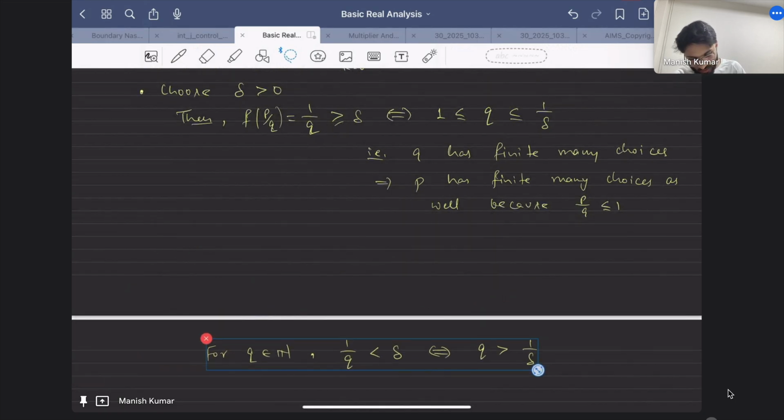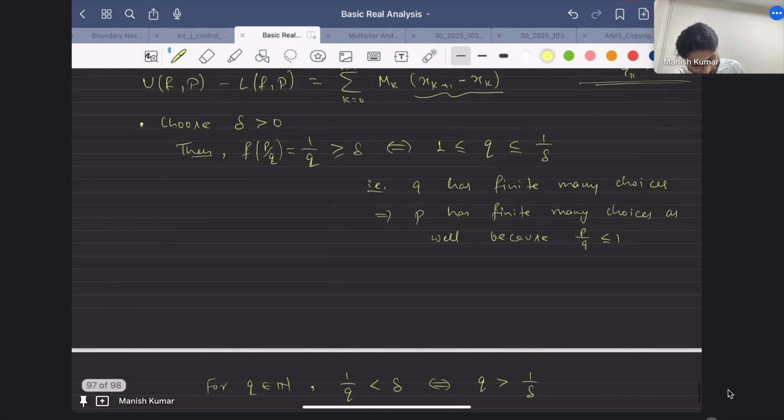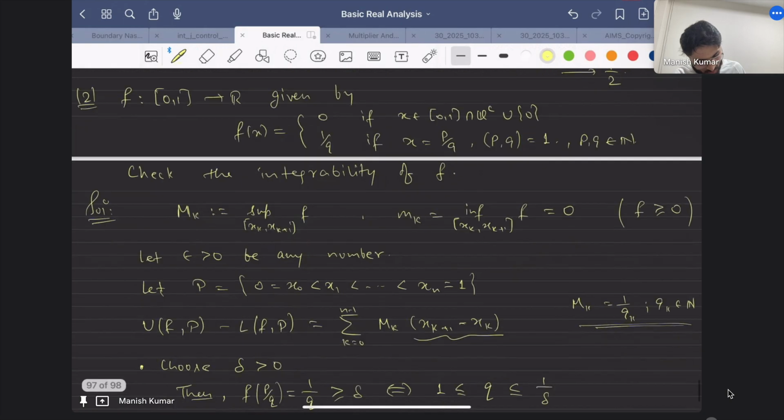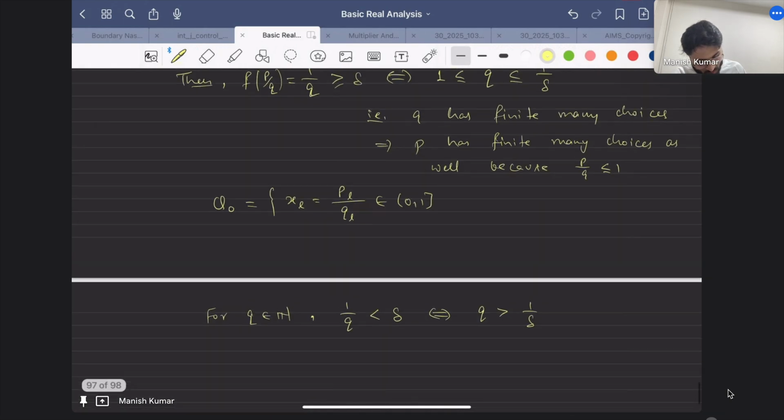Fine. So what we got is that there are finitely many such points, so we'll name them. Let's say x_l is equal to p_l by q_l, belonging to the open interval 0 1. Here also I should say open 0 1 probably. I have already mentioned.